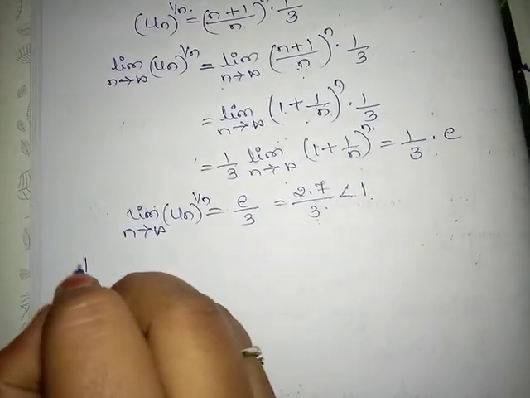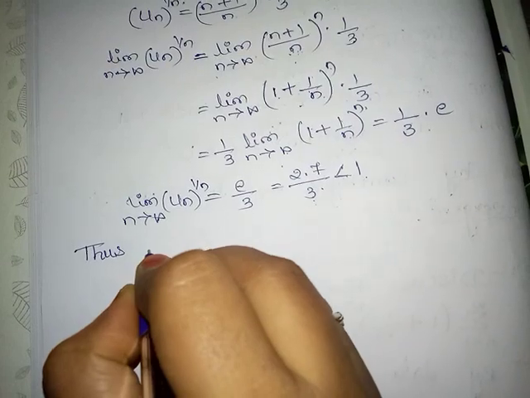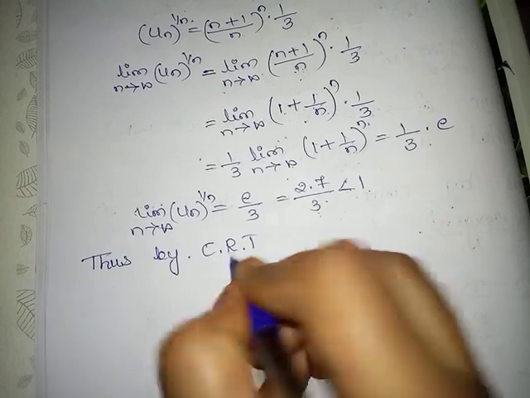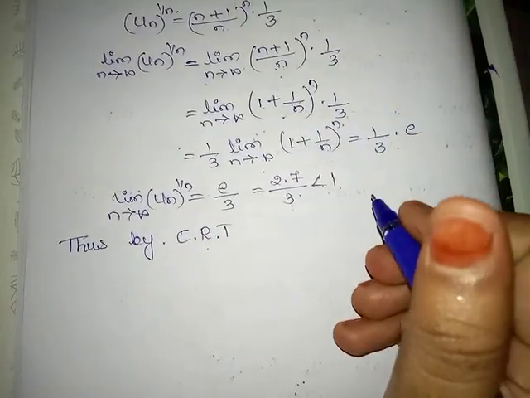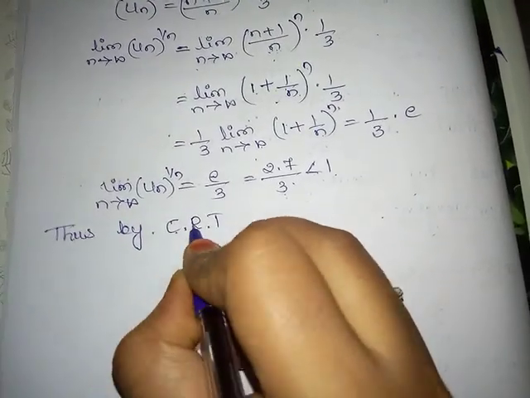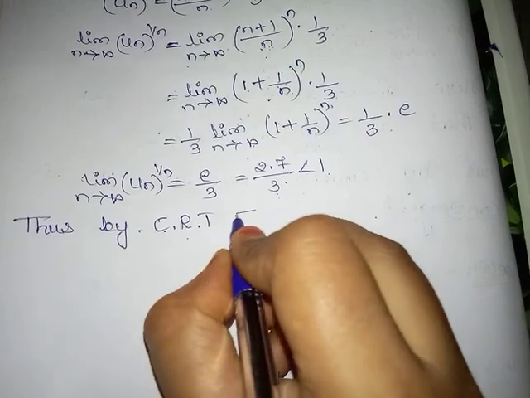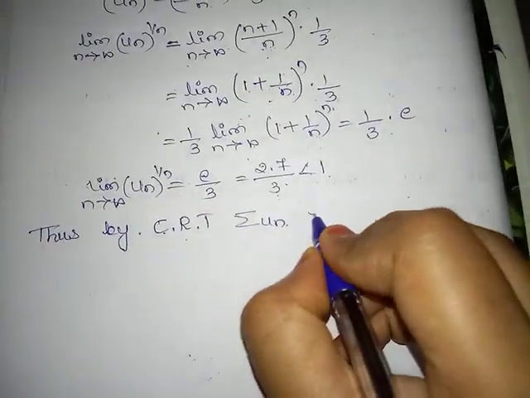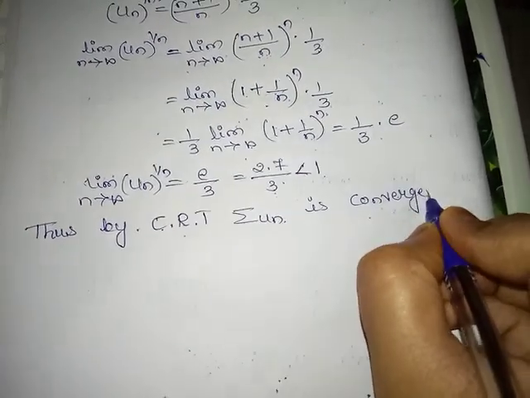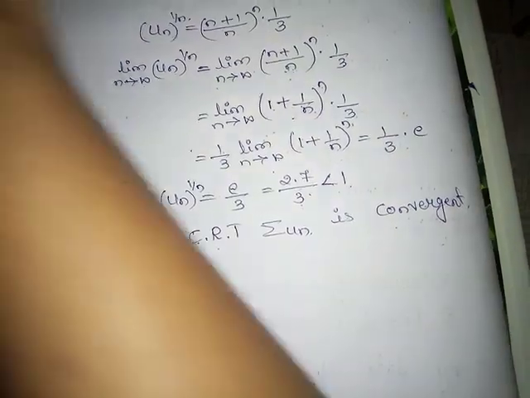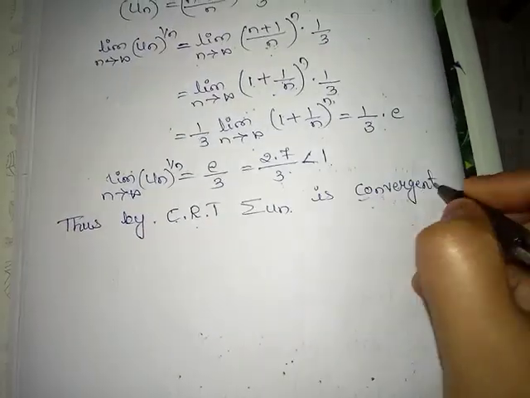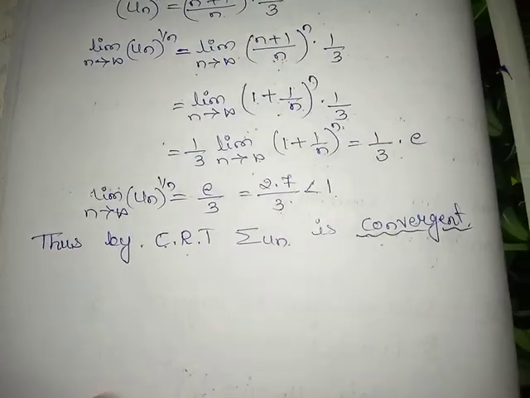We will write, thus, by Cauchy's root test. I will write in short, but you have to write it the right way, writing Cauchy's root test in particular: summation un is convergent, because here our limit value is less than 1.